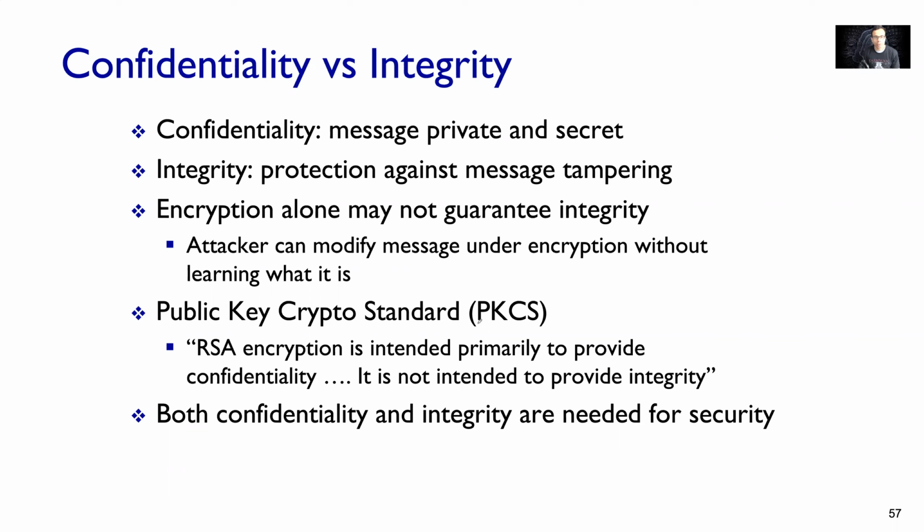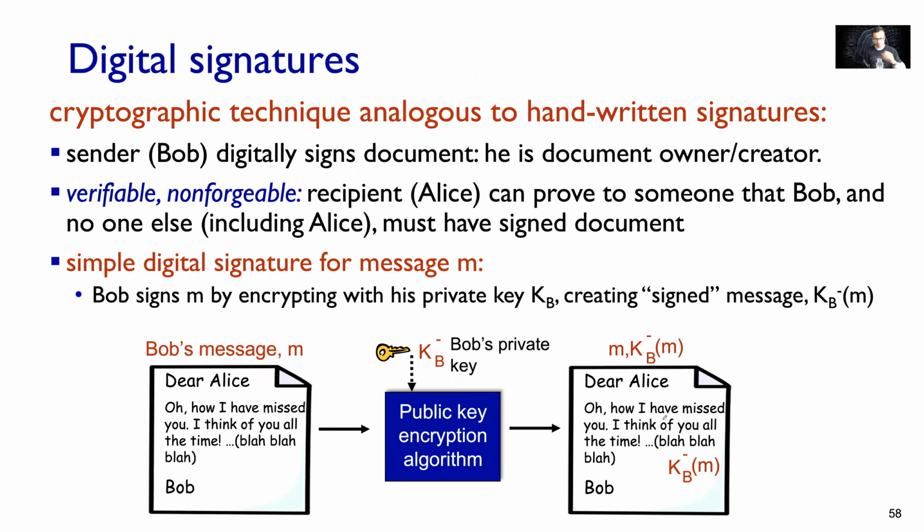So yeah, a bit more about this. If you look at the standard for public key crypto, it says something like that. It is primarily for providing confidentiality. It is not intended to provide integrity. So irrespective of whether you're using public key or symmetric key encryption, encryption itself doesn't give you integrity, right? So we need a different means to achieve integrity. It's a different property. So how do we achieve this?